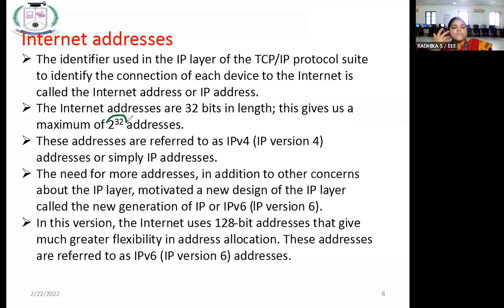Now, this was the earlier one, which is now said to be obsolete. In order to meet the need for more addressing, as we know in the internet, day by day more and more devices are getting added, so that gave rise to a new, improved version of IP, which we call IP version 6.